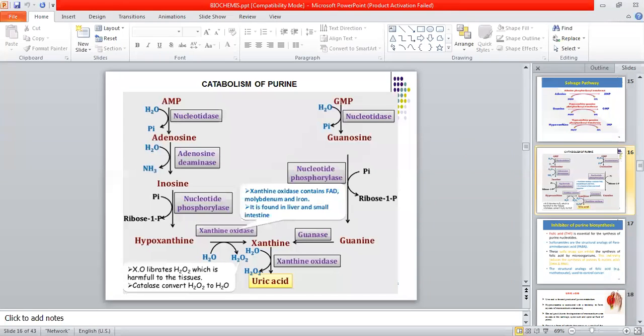Next is our catabolism. Wait for a second. Yeah, so this is the catabolism of purine.